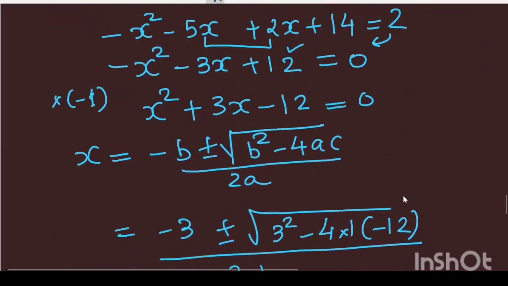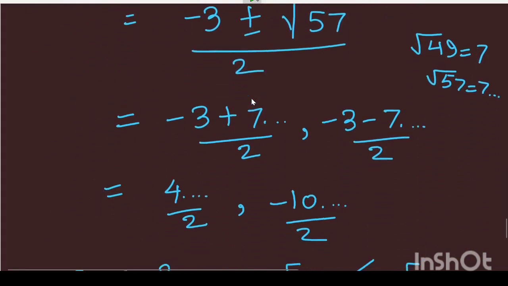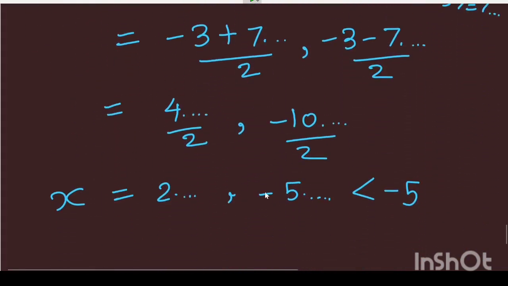As you can see here in this case, x is lesser than minus 5, and greater than or equal to minus 7 also there. So lesser than minus 5, this is okay, and greater than minus 7 also it is. So this solution we will choose, this solution we won't choose.